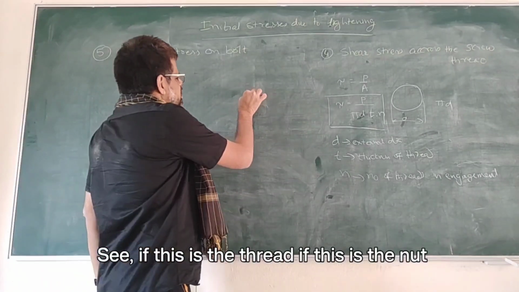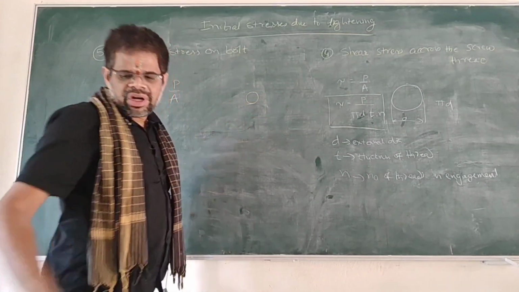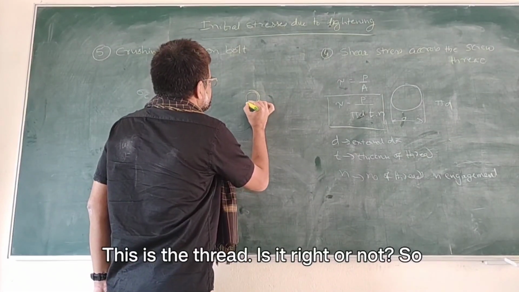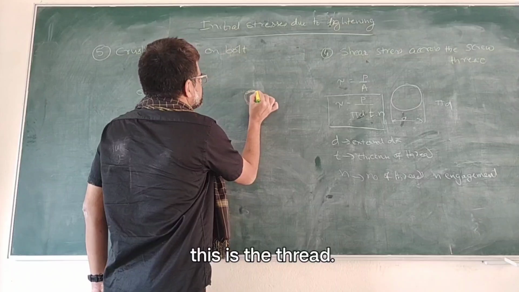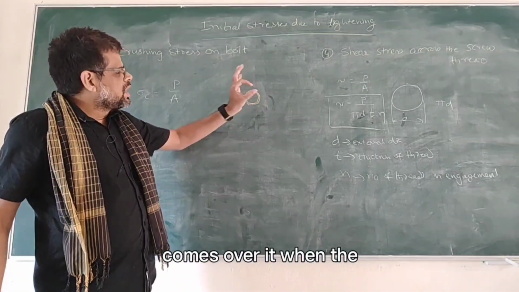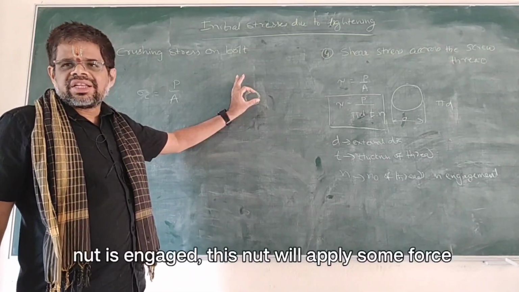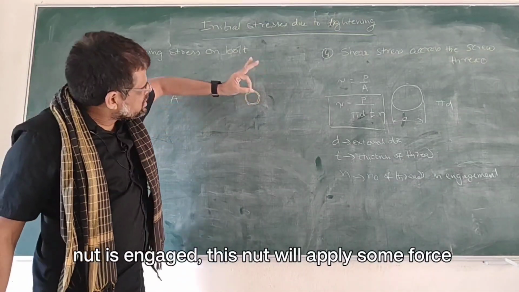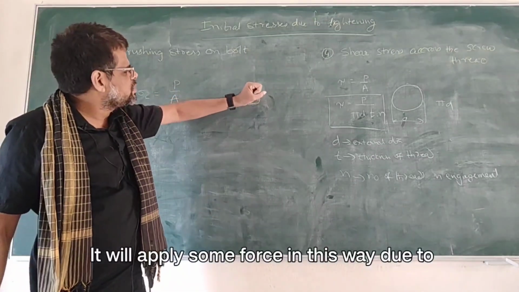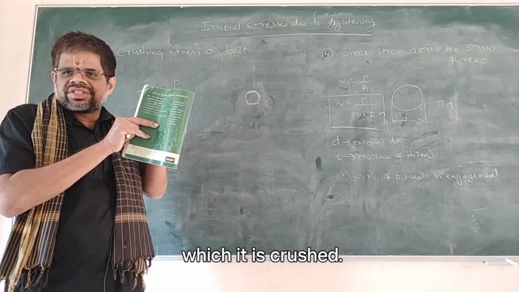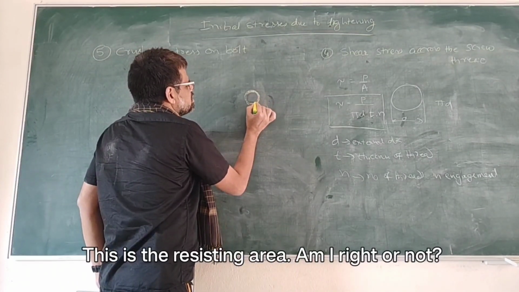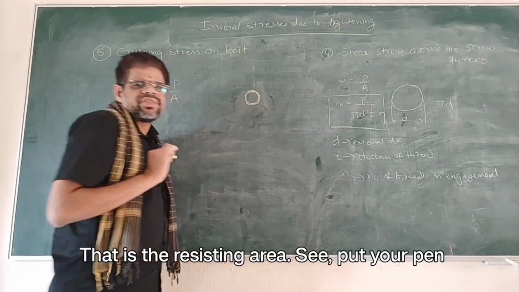See, if this is the thread, if this is the nut over which this is the thread, is it right or not? So this is the thread. Now if another thread comes over it when the nut is engaged, this nut will apply some force in this way. Is it right or not? It will apply some force in this way, due to which it is crushed. Now what is the resisting area? This is the resisting area. Am I right or not? That is the resisting area.